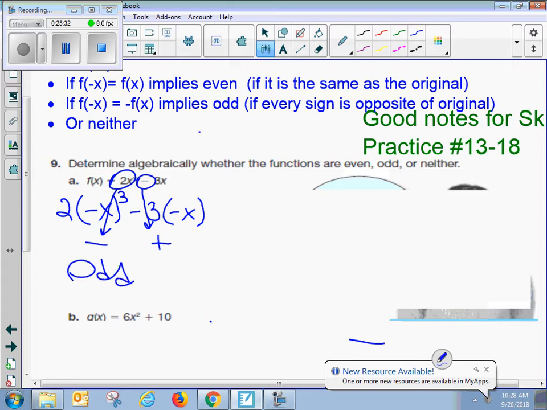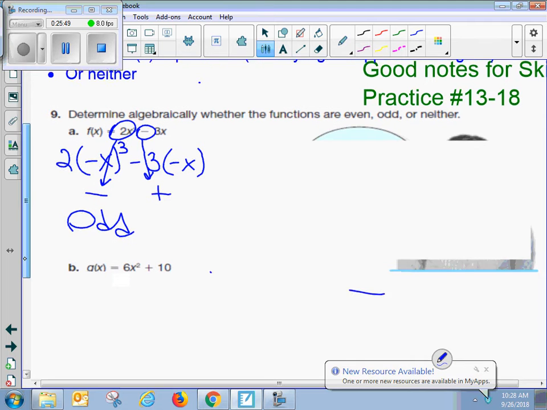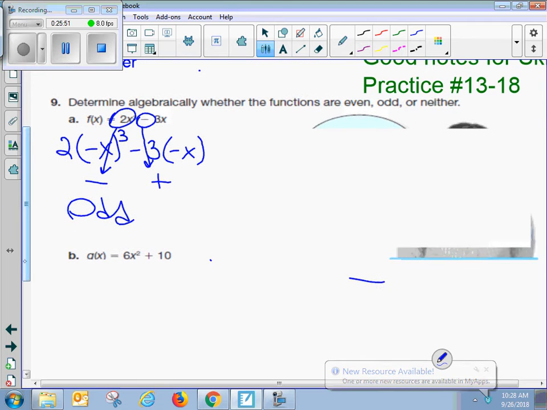Question? Yes? The rule is to check algebraically. You're going to replace every x with a negative x. Yes, always, always. That's the first step. But you're putting it inside the parentheses, so you would have a negative outside and then a negative x inside.